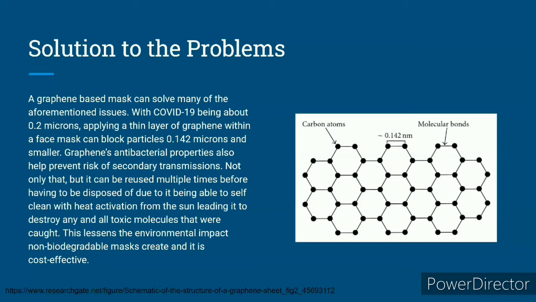Also, graphene's antibacterial properties will help prevent risk of secondary transmission, and it could also be reused multiple times before we have to dispose it. And it's also able to self-clean itself with heat activation from the sun, which can kill any and all toxic particles that were caught. So that means that we don't have to throw it away, which helps prevent risk of harming the environment, because it's not hard to decompose, and it also is more cost effective.